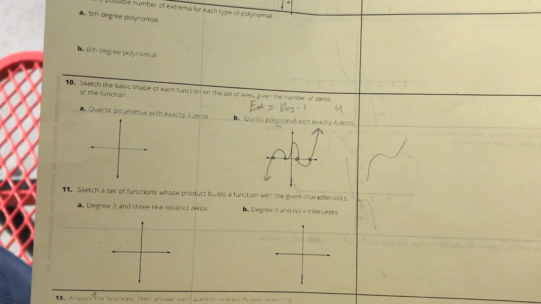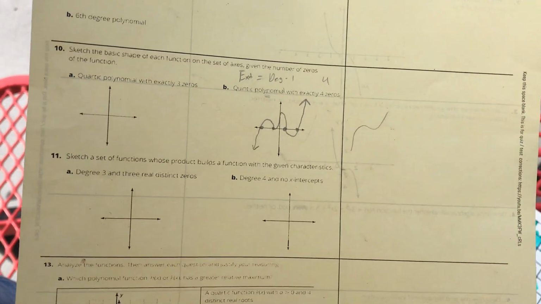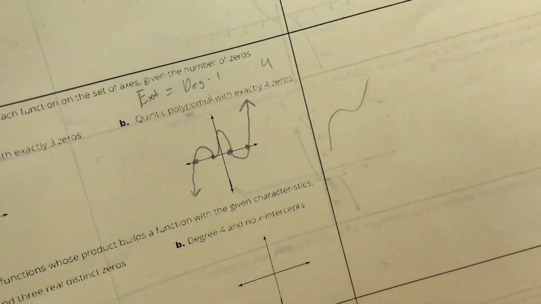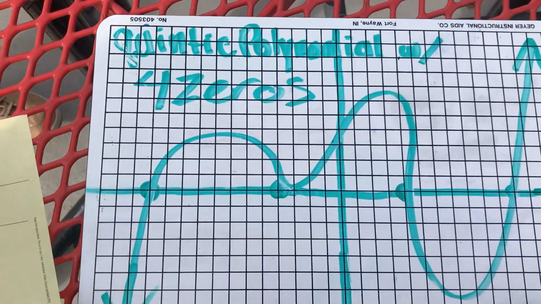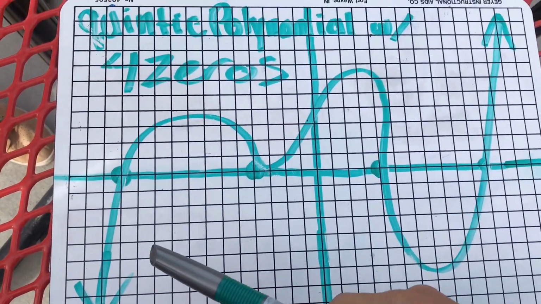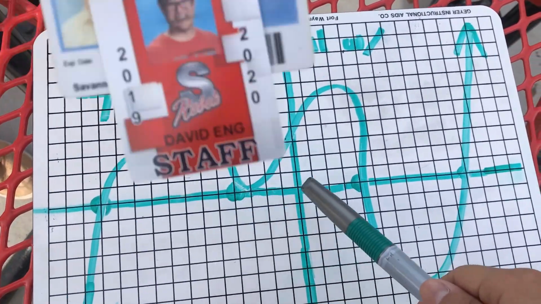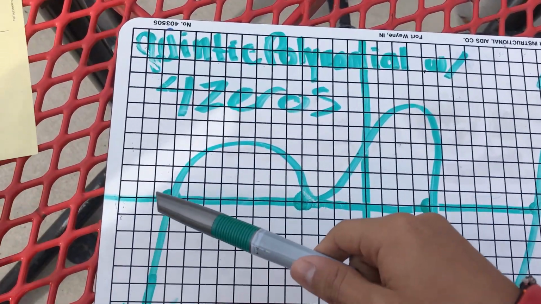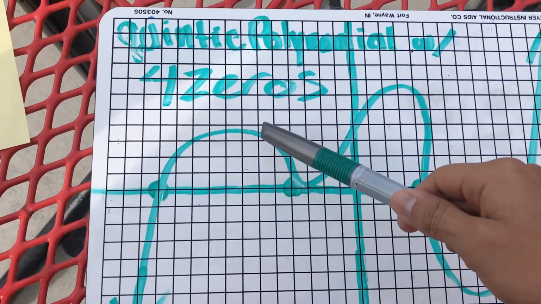My partner is Nathan. For our problem, we got a quintic polynomial with exactly 4 zeros. We had to sketch it out, and we ended up getting this as our sketch. We know that there are 4 zeros, which we plotted right here. And we also know that there are 4 extremas, which as you can see right here.